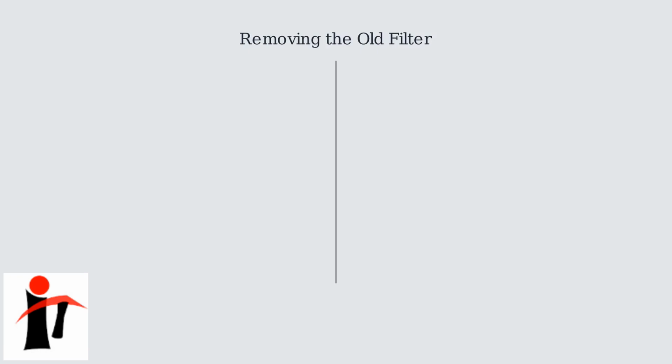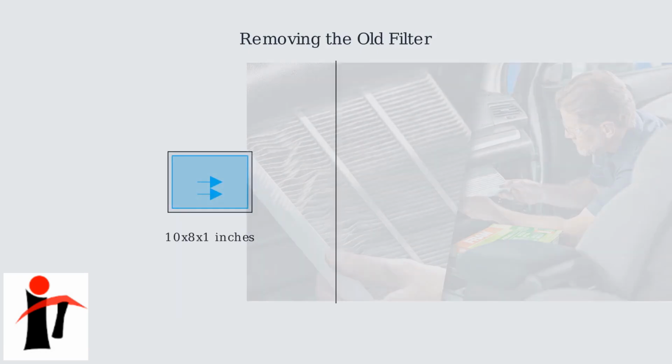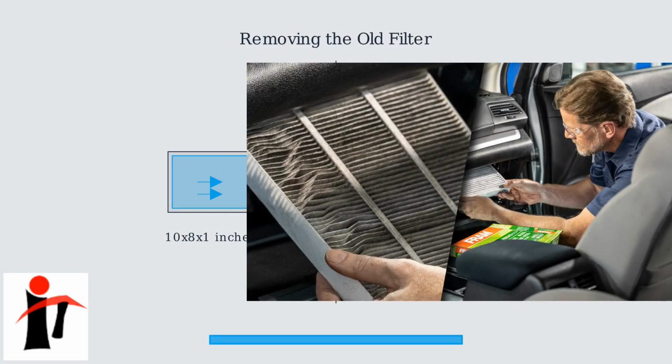With the access panel removed, you can now see the old cabin air filter. It's a rectangular unit, approximately 10 by 8 by 1 inches in size. Carefully slide the old filter out of its housing. Note the direction of the airflow arrows on the filter. This is important for installing the new one correctly.